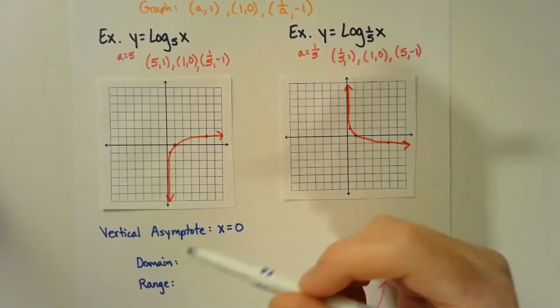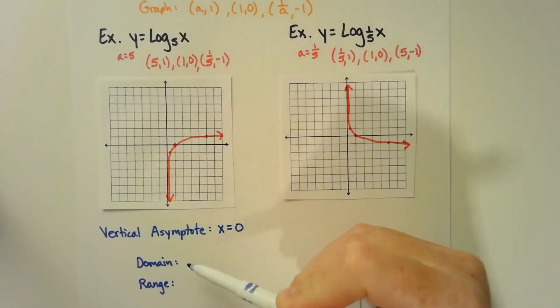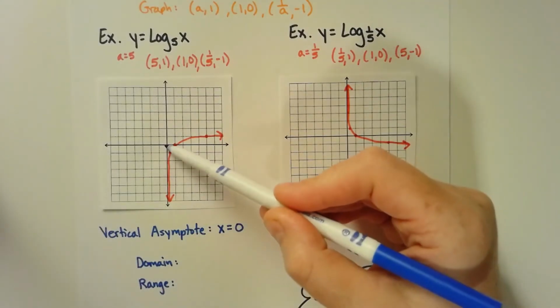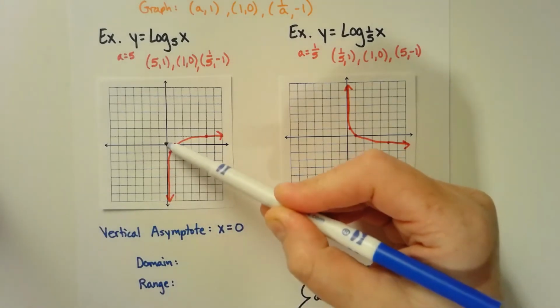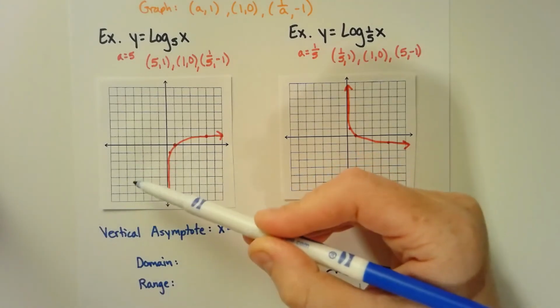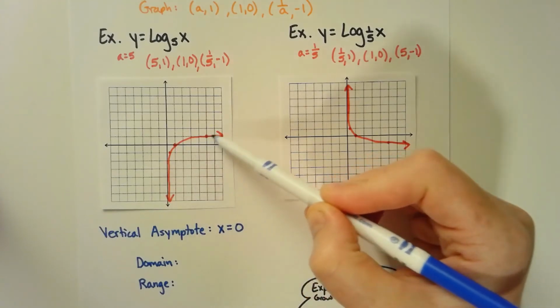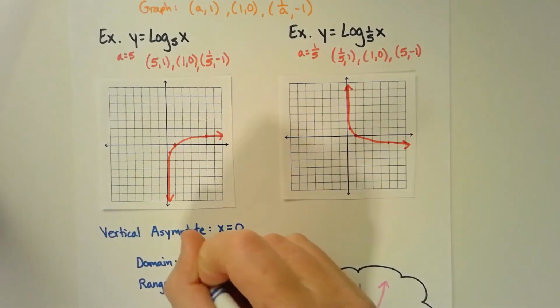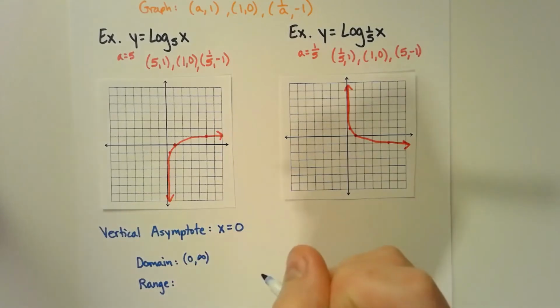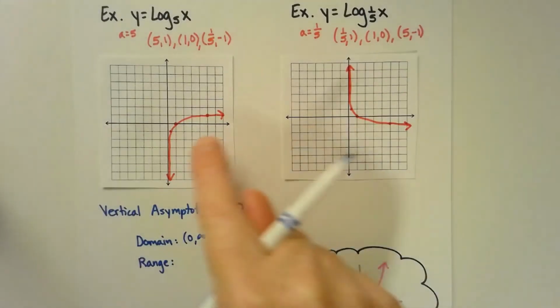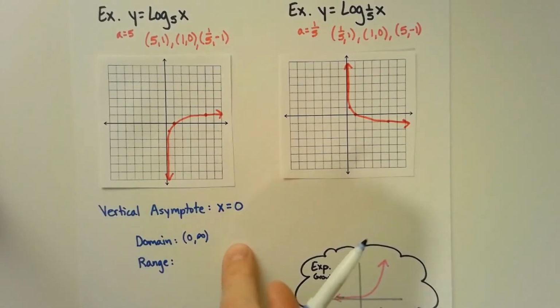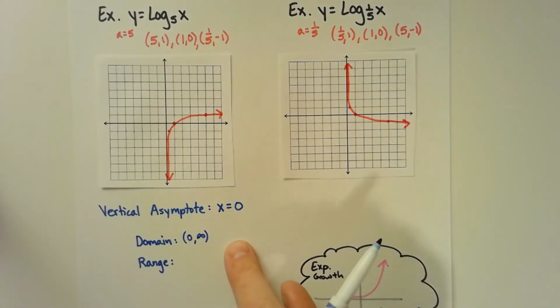Our domain, so that's what the x values can be. X starts at 0, but it's not ever going to equal 0. It's nothing negative, so notice no negative x values. And then it goes to infinity. So we need to put 0 to infinity. And notice that's for both graphs, so I'm just going to write it one time. You're welcome to put it on both or just write it down once if you're taking notes.